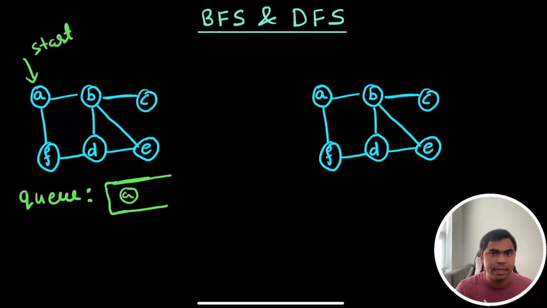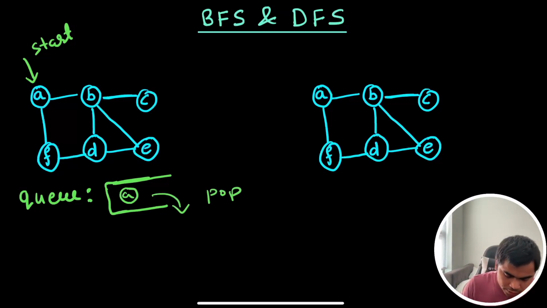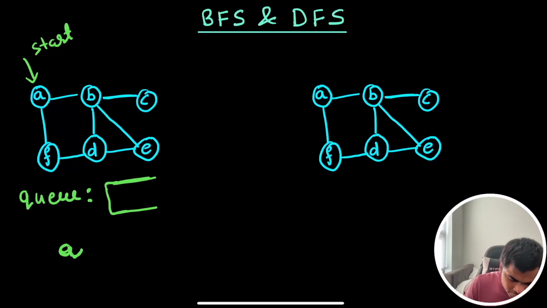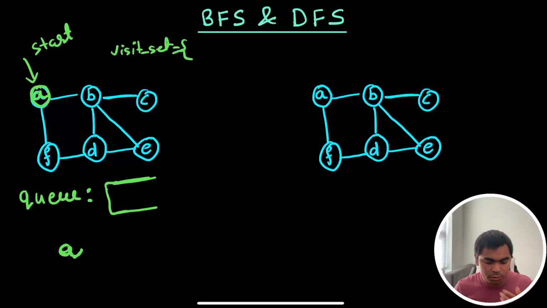Now we'll have our while operation. While this queue is not empty, that means there are still some nodes that need to be visited. So I'll pop this A. I have A out with me, and this is the node that I'm visiting right now, so I will mark it visited. I'll have a visit set, and it's going to store all the nodes that we have visited. Right now we're visiting A, so let's mark it there.